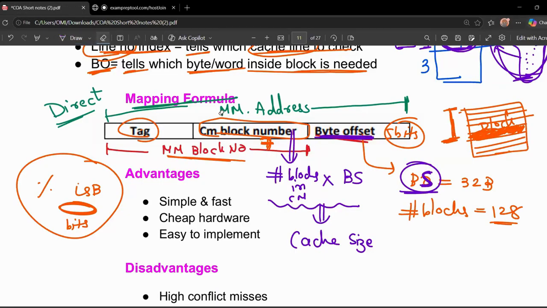So see this part. Maybe I can erase all of this, it is unnecessary.